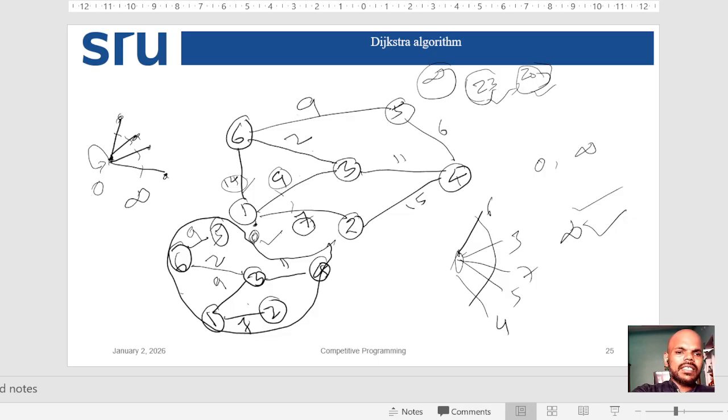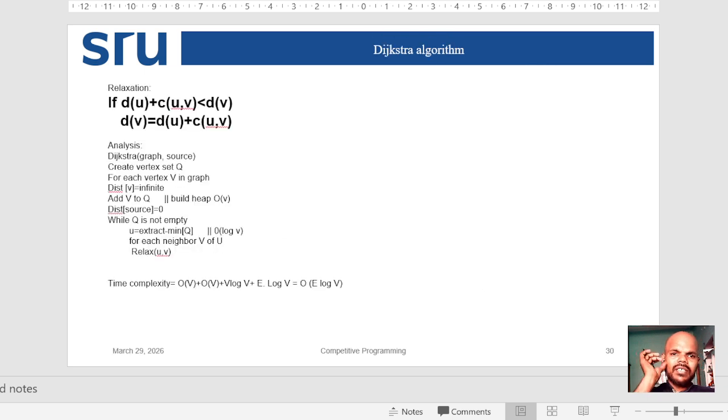Now we will see a simple example of the algorithm, how it works. So now these are the relaxation. What we have discussed till now, these are the relaxation. We will see one small example, then you will understand clearly how the Dijkstra algorithm works, right?